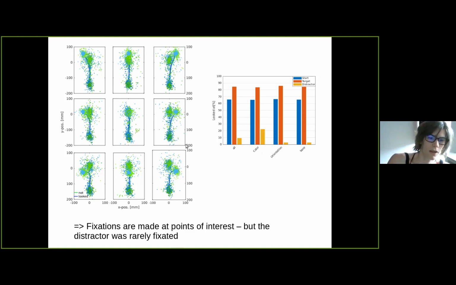If you have a look here at the distribution of the fixations, you see that participants fixated mostly at the start, at the target, and just in the middle of the scene. And then they made some fixations along the mouse trajectory. So we know that participants looked at points of interest and rarely fixated the distractor.